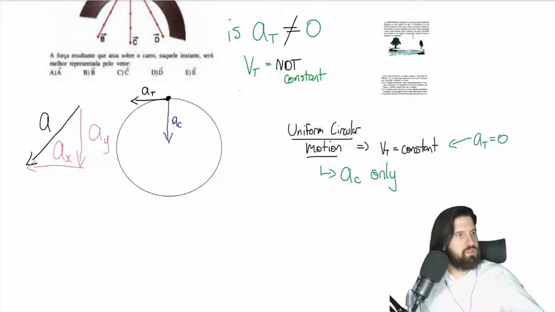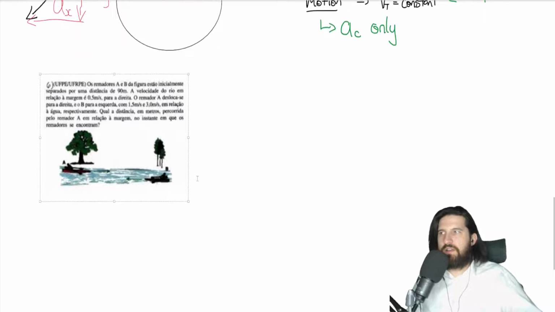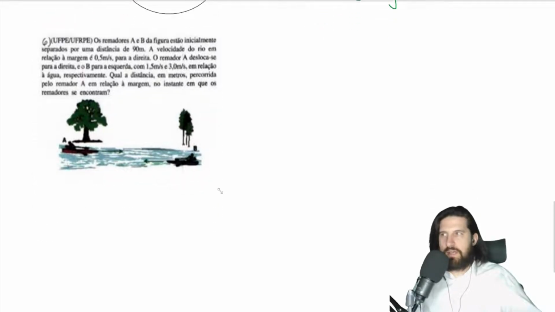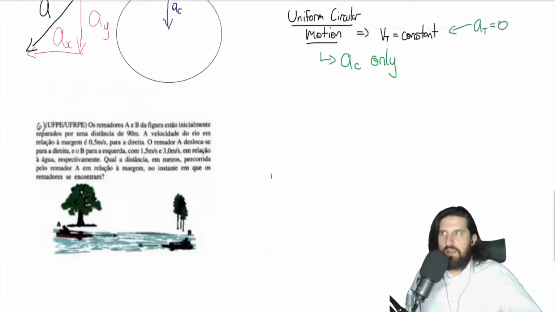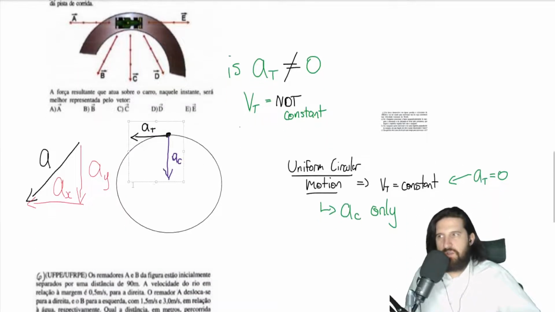Okay, that's how the question says. The figure represents a Formula 1 car slowing down on a curve of a racetrack. Okay. So yeah, I think using that slowing down idea, that it is changing its velocity as it goes, it means that we have to kind of compensate in the vector, right? So that looks a lot like this then.